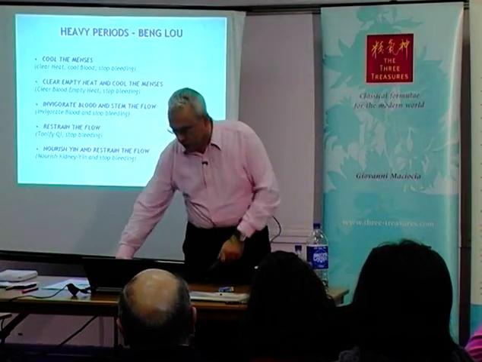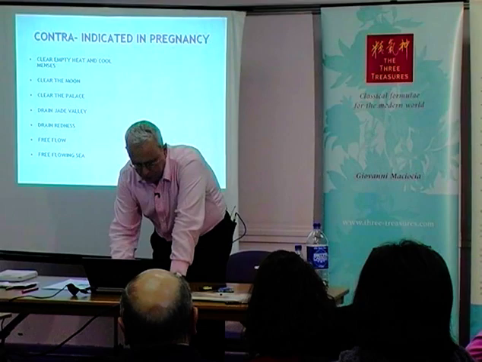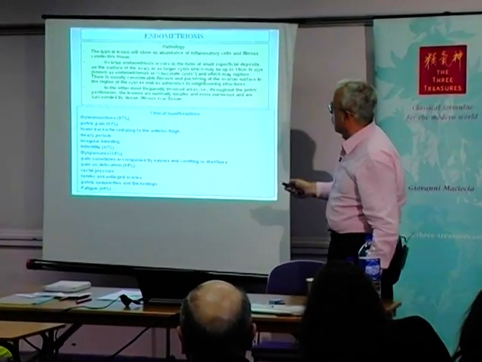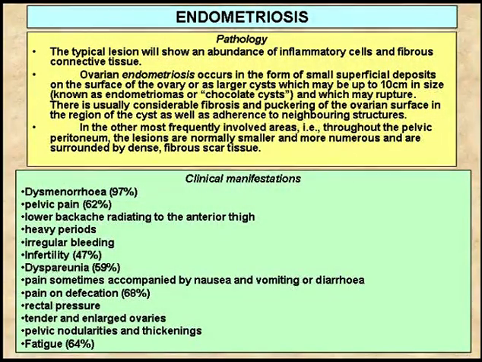Okay, let's actually use endometriosis as an example of treatment according to the phases. 97% of women with endometriosis will have painful periods, so that's a major symptom of it. And this is also important: 47% of them have infertility. So endometriosis is a major cause of infertility. And the other symptoms depend on the location of the endometrial tissue. It can be near the rectum, for example, or around the ovaries, etc.